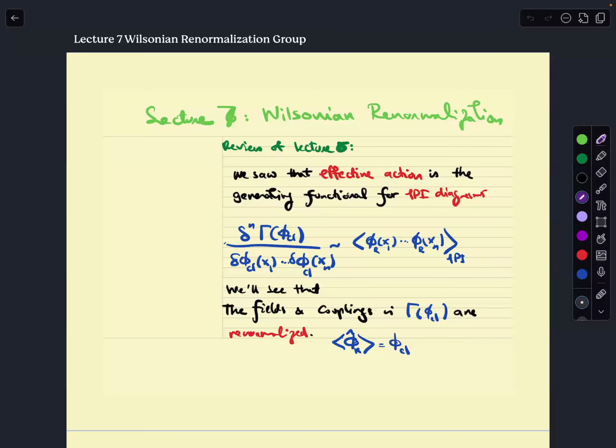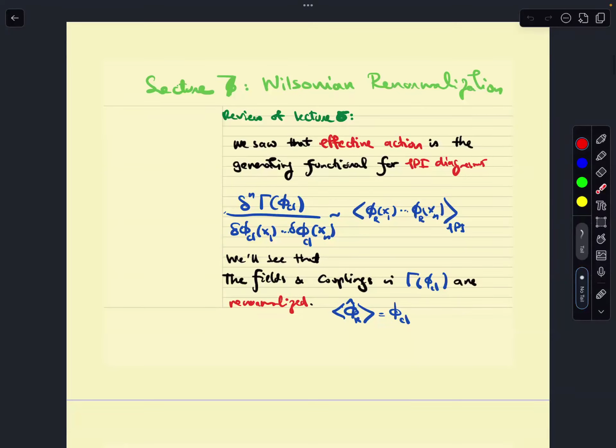So today we're going to start our discussion of the renormalization group with a lecture on Wilsonian renormalization. As usual, I start with a review of the previous lecture. In the previous lecture, we saw that the effective action is the generating functional for the 1PI diagrams.